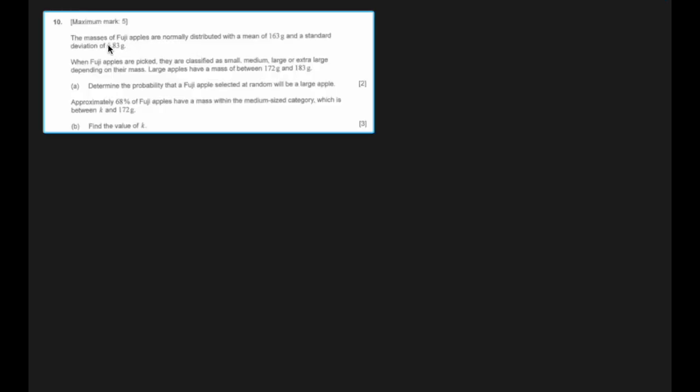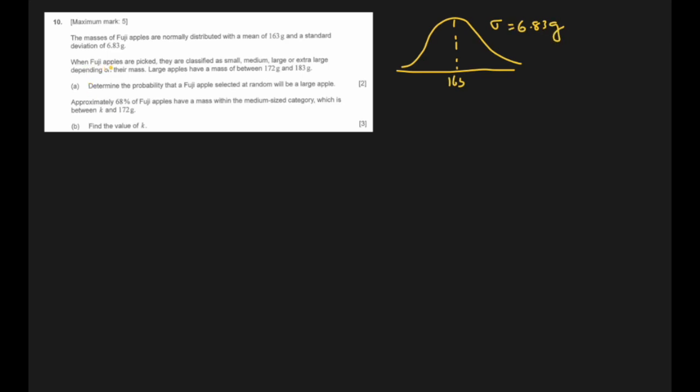Question 10. The masses of Fuji apples are normally distributed with a mean of 163 grams and standard deviation is 6.83. So let's draw this and we will understand this better. So the mean is 163 grams and standard deviation is 6.83 grams. When Fuji apples are picked, they are classified as small, medium, large, and extra large. Large apples have a mass between 172 and 183.